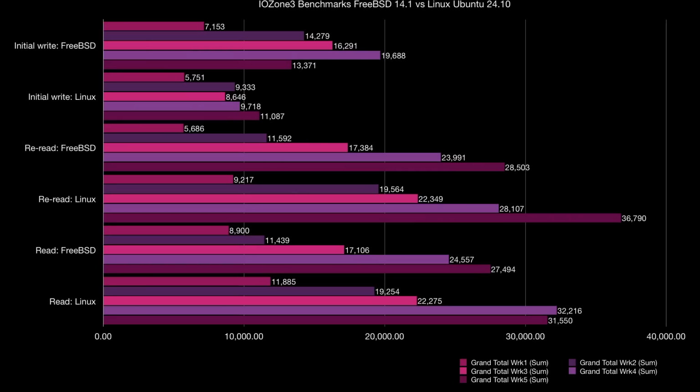The sequential reads, same thing. FreeBSD starts at around 8,900 megabytes per second and goes all the way up to 27,000. Linux clobbers it, starts out at 11,000 and goes up to 31,500 again.